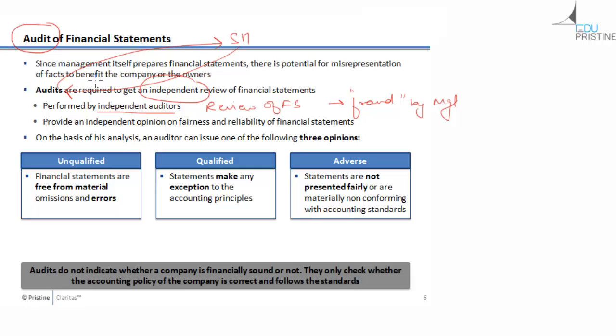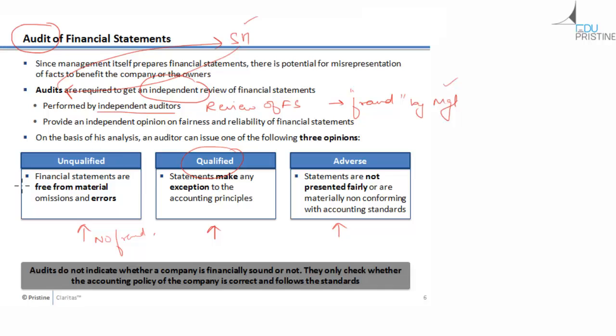Auditor is an external guy. He is not on the payrolls. He is more or less like a contractor. On the basis of his analysis, he might give you any one of the three reports. What is unqualified? Unqualified means everything is okay, where an auditor is going to report back to the shareholder that whatever management is saying is absolutely okay, therefore there is no fraud whatsoever.